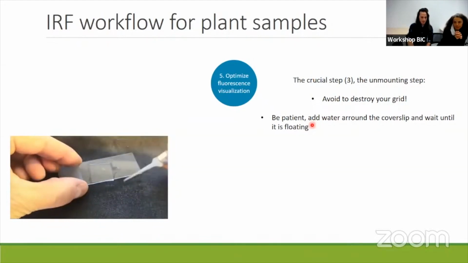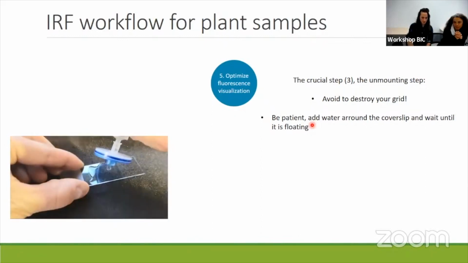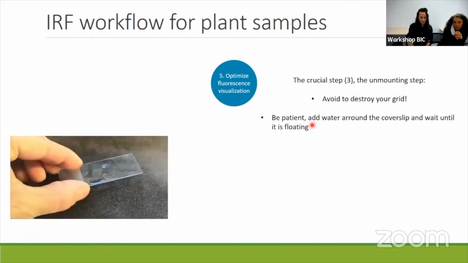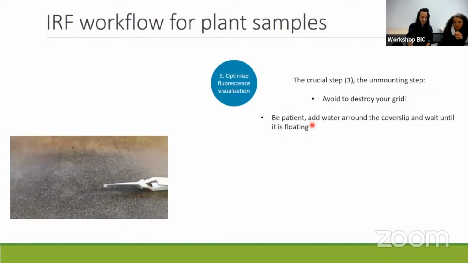And you do it slowly. You remove to the side, and then you take a corner, and then you remove the cover slip. And then you add a bit more water to be sure that the grid is not stuck to the slide. And then you can take out and eventually dry the grid. And be patient and wait until the grid is floating, because if you're going too fast, then you remember? It's gonna be a mess.